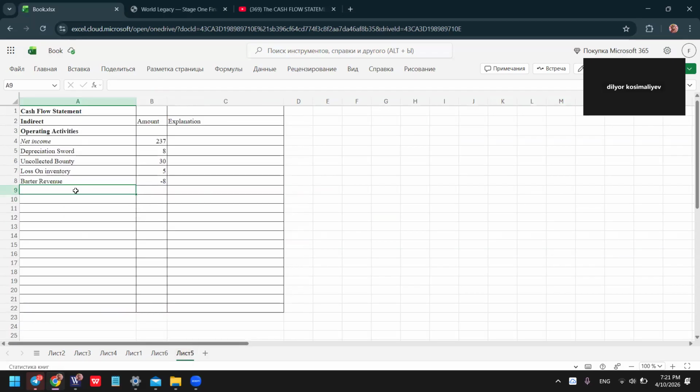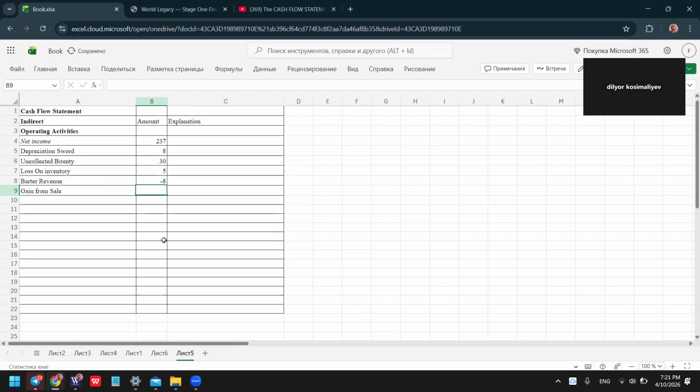So that's why we remove the gain from sale. Hope it's understandable for you. We deduct this gain as it is kind of fake gain for our cash flows. It's only like earned.